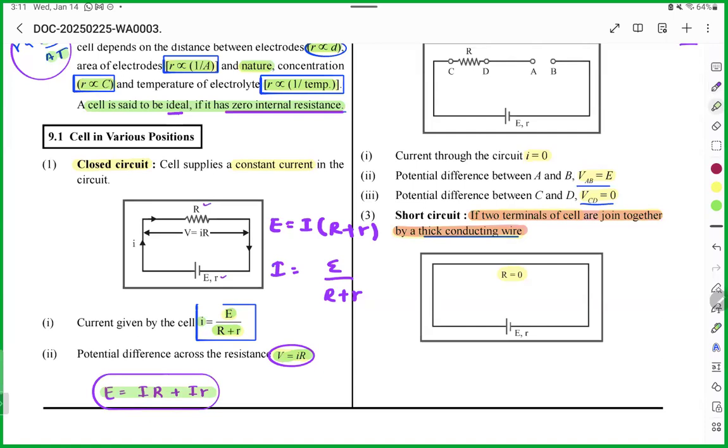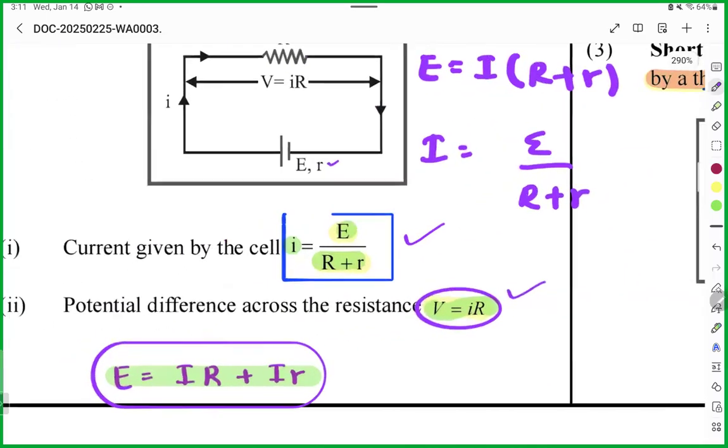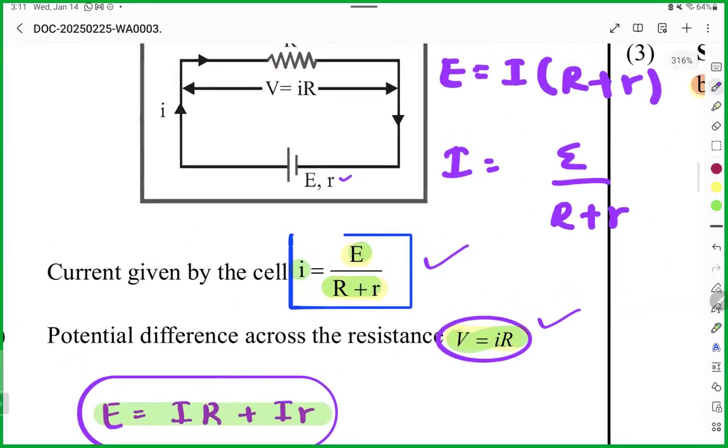Okay. Any doubt, guys? I is common. If you want to calculate I, you can get this value. Potential difference will be equal to IR. Yes, remember one thing. Your potential difference will be decided by the external resistance, not internal resistance. It will be decided by the external resistor, not internal.